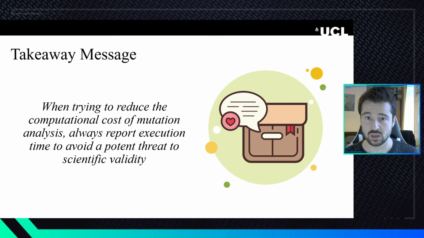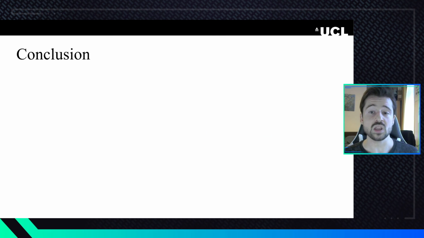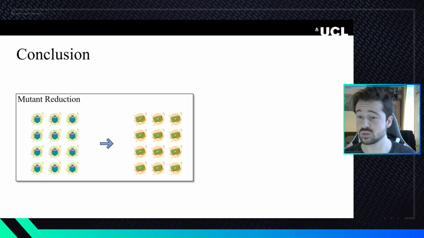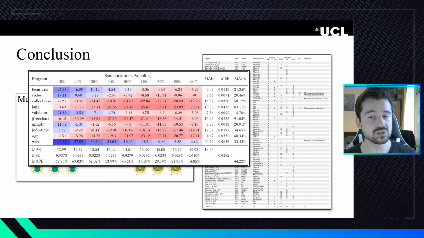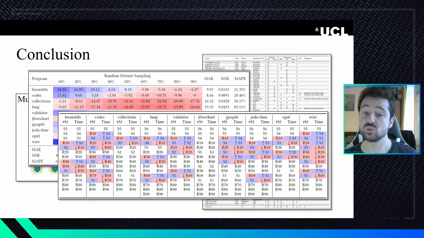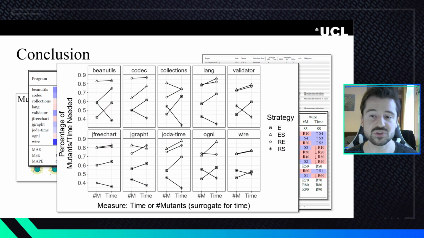So, in conclusion, we highlighted the threat of using number of mutants as a surrogate of cost. We showed that a great majority of papers are susceptible to this threat. We measured the magnitude of the error between those metrics. Then we showed that it can change the ranks of the strategies. And finally, we demonstrate how it can affect scientific conclusions by reproducing a foundational work on mutant reduction.